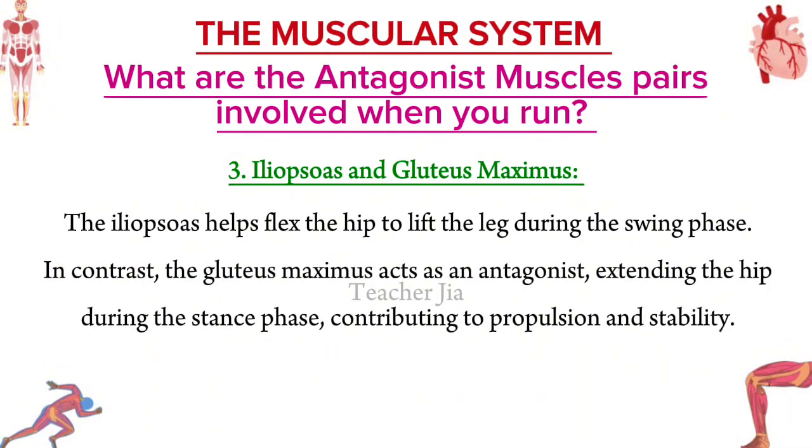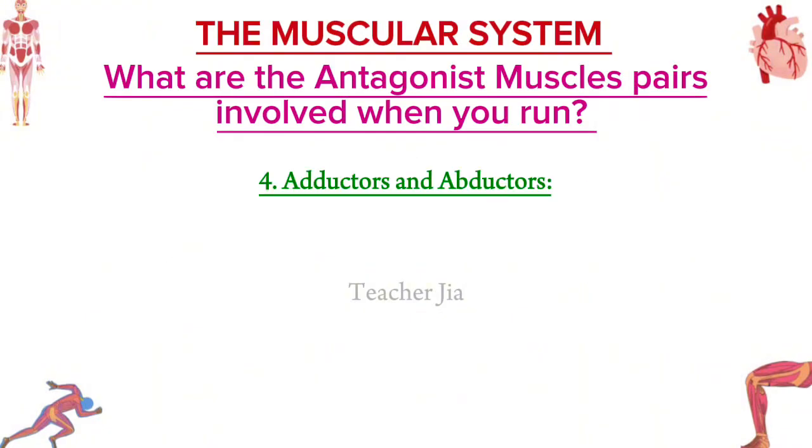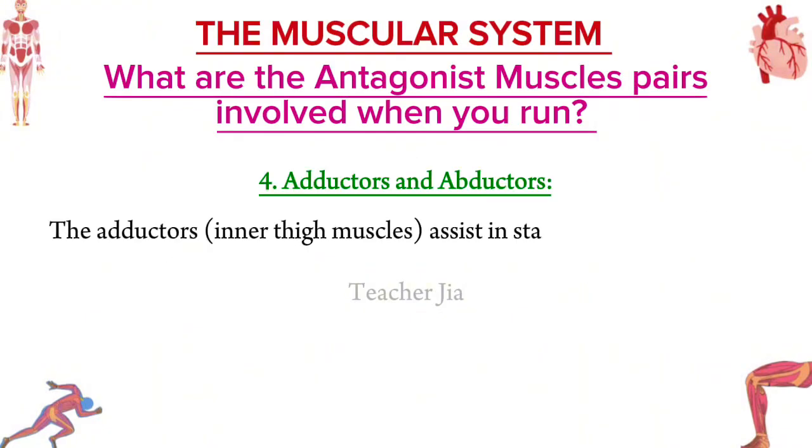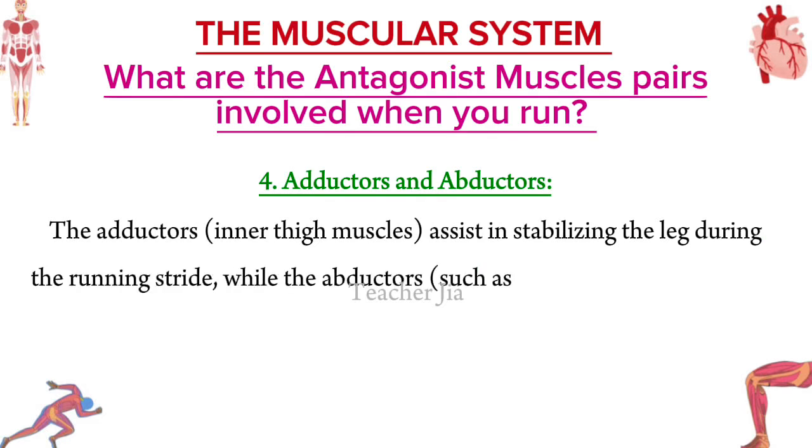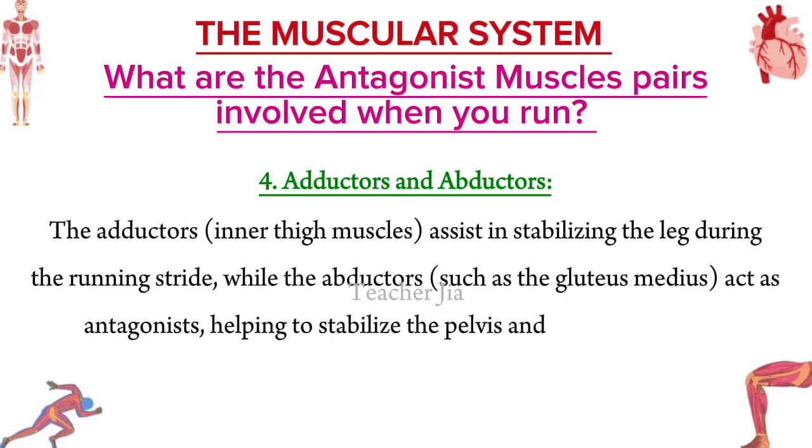The fourth muscle pairs are adductors and abductors. The adductors, which are the inner thigh muscles, assist in stabilizing the leg during the running stride, while the abductors, such as gluteus medius, act as antagonists, helping to stabilize the pelvis and prevent excessive lateral movement.